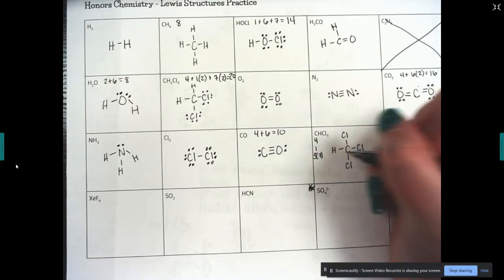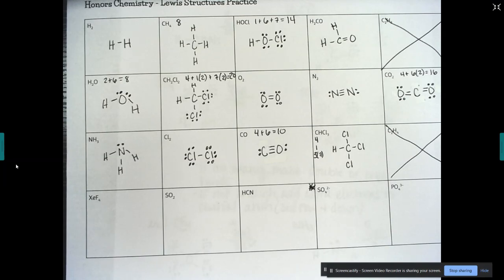On this one, is it not 2, 4, 6, 8, 10? So remember that everything's got to have 8. So you would need another pair of dots on each one. And then that gives you too many. So you want to get to 8 for each one.